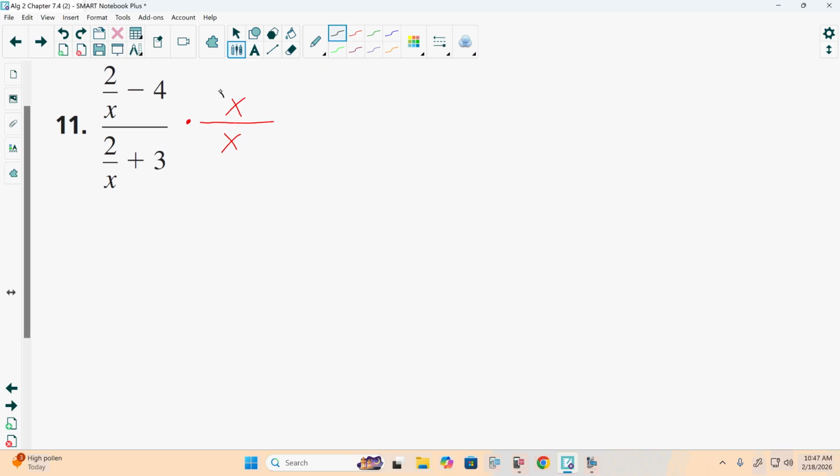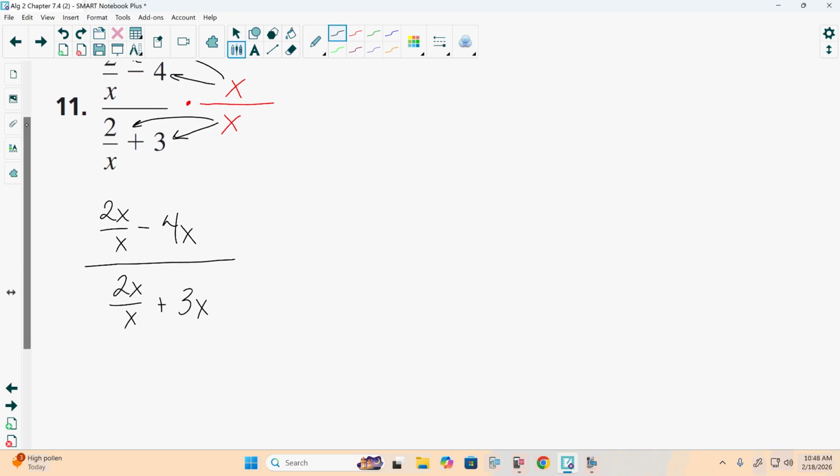And so the next thing we need to do is distribute, multiply through. Our 2 over x times x is going to be 2x over x minus, and our 4 times x is going to be 4x. Now, we're not so much concerned about the 4 with our multiplication because it does not have a denominator. It's not a fraction. Now, at this point here, we're going to do the same thing in the denominator, the bottom of the fraction. 2 over x times x is going to be 2x over x, plus 3 times x is 3x.